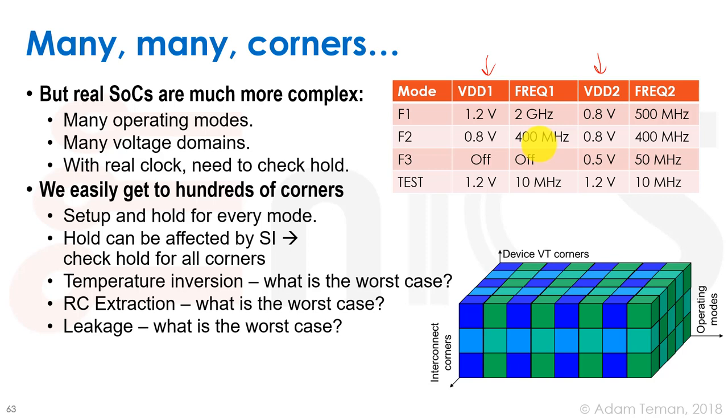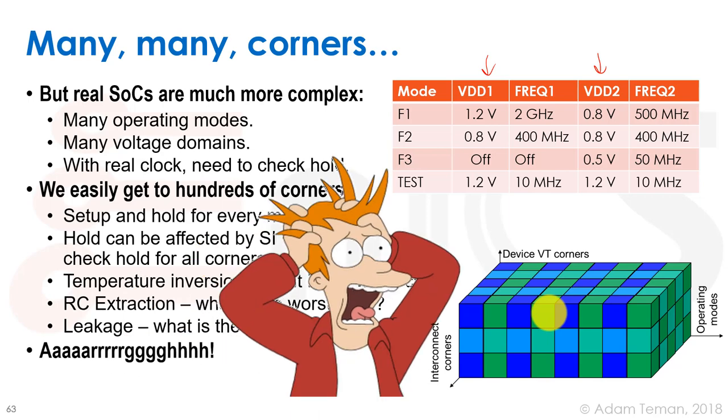If we have to check all of that, we get some sort of a multi-dimensional cube of corners. We can easily get to hundreds or maybe more than that of corners. And what can we do? Are we going to make an SDC for each one? Are we going to run an optimization on each one? And all I can say is, ah!